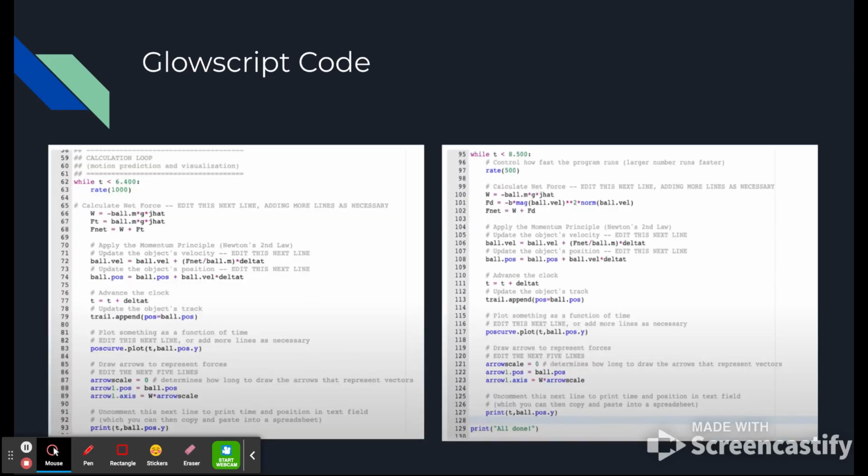And here's some more of the code. I had 2 while loops and calculated the net force. Here's where I used the velocity update and the position update formulas.